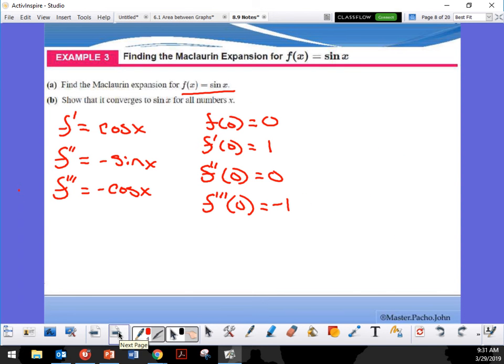All right, so my first term, 0. Next one's going to be plus. What is f prime of 0? 1 times x over 1 factorial. It doesn't have the 1 factorial there, but in my mind, and a good step, write it out so you can see it. It's a little bit easier if you see it in the pattern.